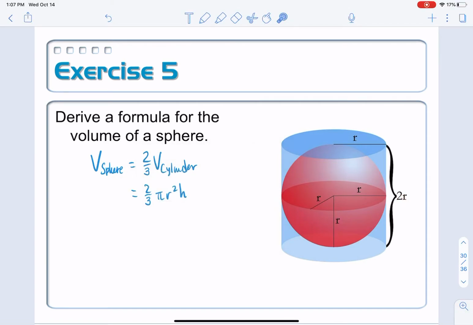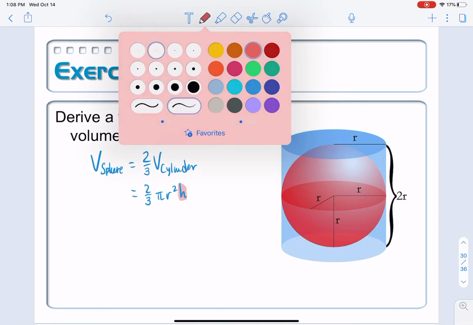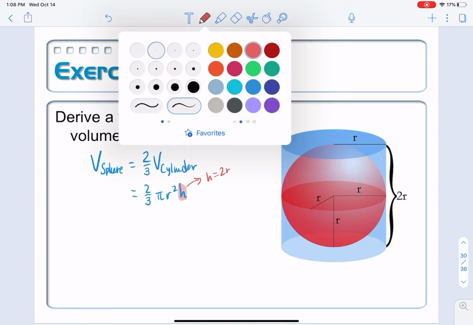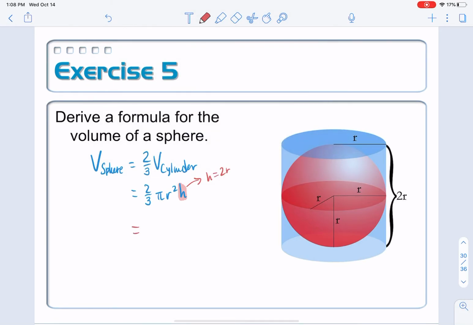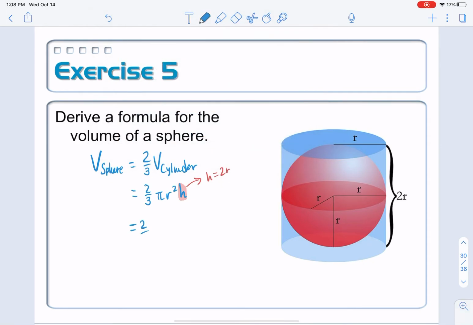So I'm going to take out the h, and I'm going to replace it with the 2r that's in that picture. So I'm going to do a little substitution here. I'm going to take that out, and I'm going to replace that with 2r. All right, and then I'm going to do some algebraic simplification. 2/3 pi r squared multiplied times a 2 and an r.